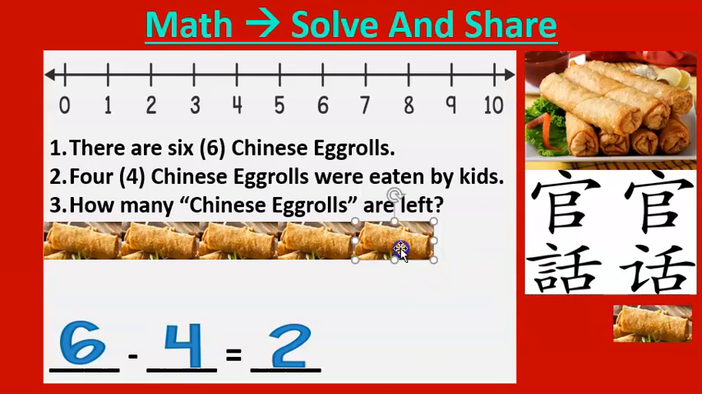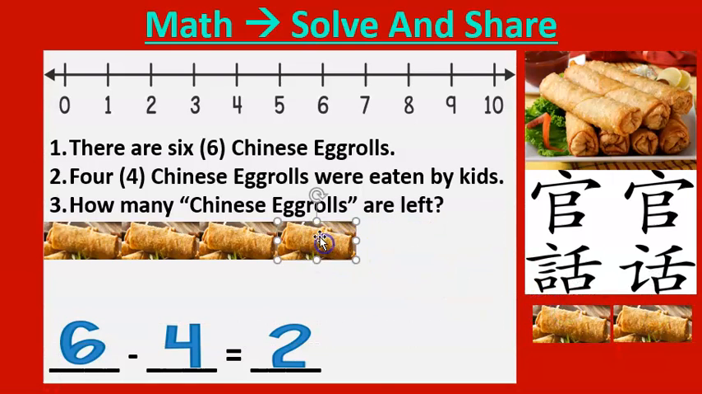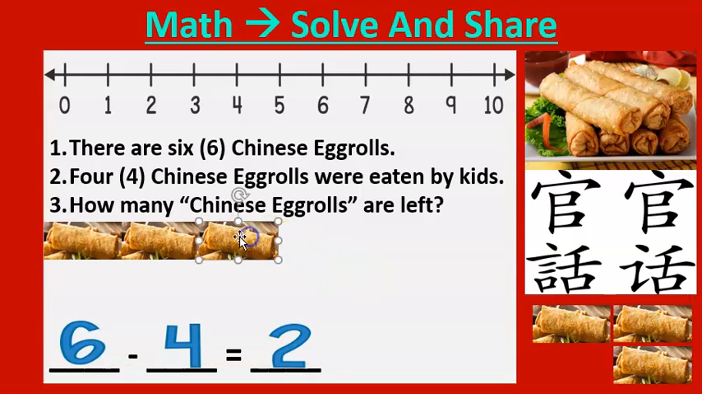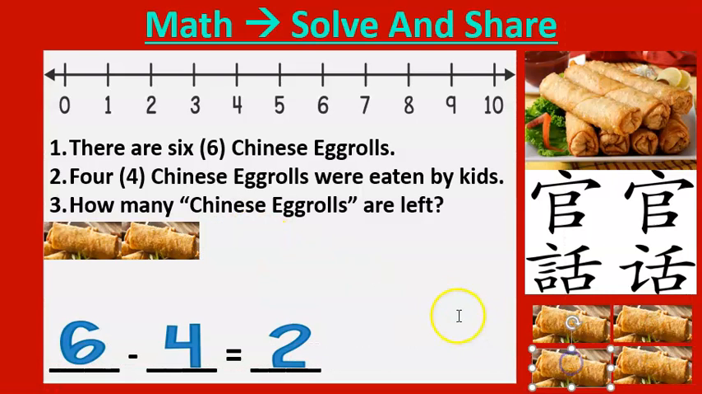1, 2, 3, 4. Now, boys and girls, how many egg rolls are left now? 2. So look, there's our answer. 2 egg rolls are left. So 6 minus 4 equals 2. So 2 Chinese egg rolls are left.